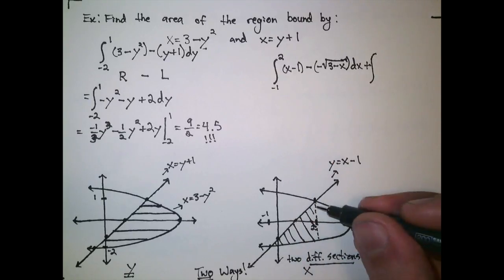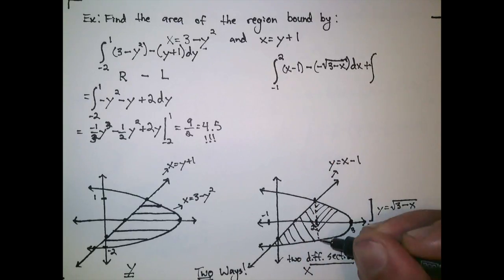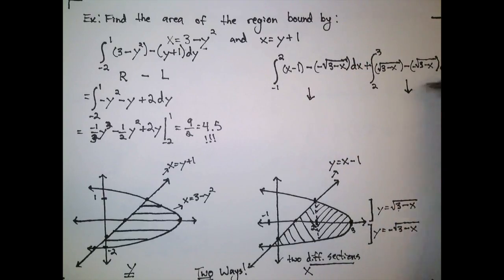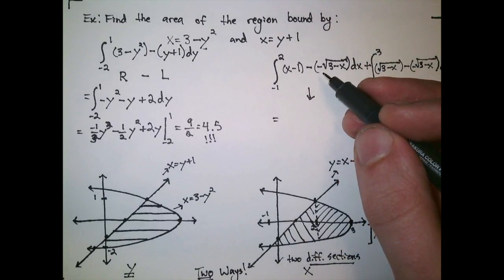I set up my next integral, which is going to go from 2 all the way over to 3, and here's where it gets tricky. I have to do the top half of that horizontal parabola by doing square root of 3 minus x, minus the bottom half, which is minus negative square root of 3 minus x. And I'm going to calculate both of those integrals separately.